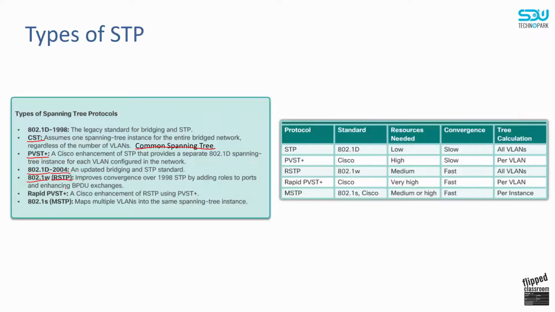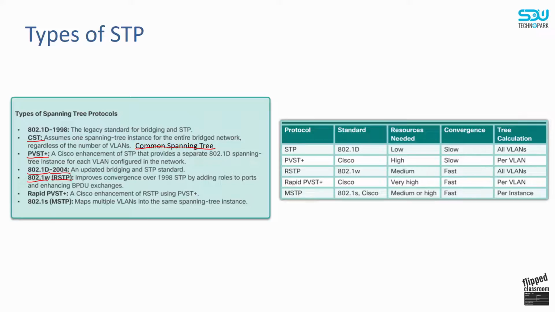And MSTP, multiple spanning tree protocol, which is also a standard STP, and which can provide a separate STP for multiple VLANs. So it is quite different from PVST, because PVST creates a different table for each separate single VLAN, but MSTP creates separate STP tables for multiple VLANs. It's like using a set of VLANs.